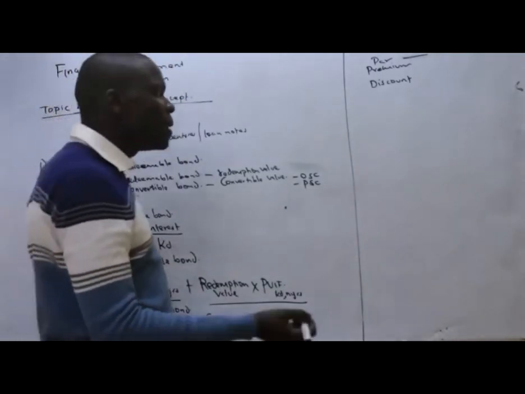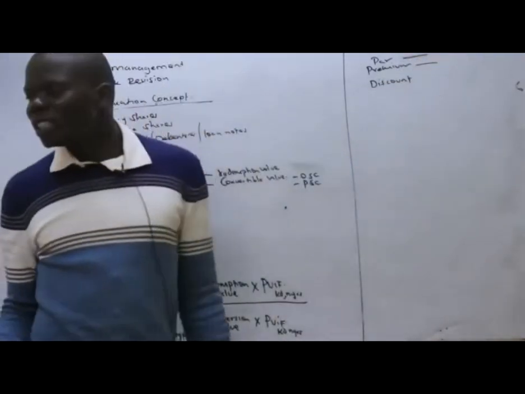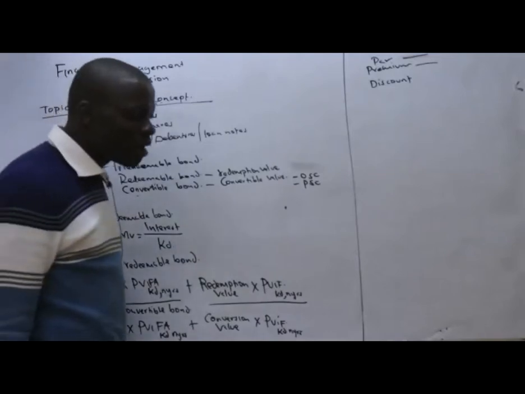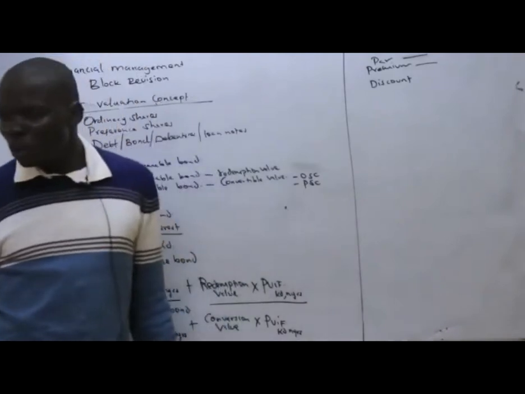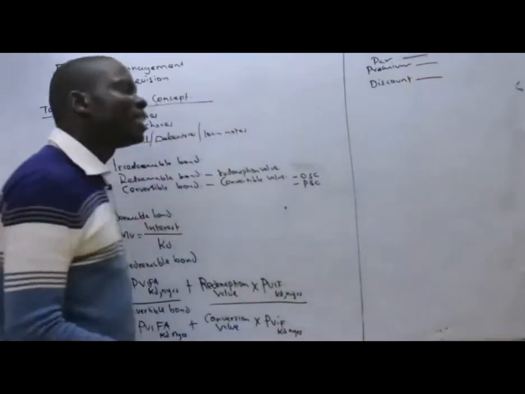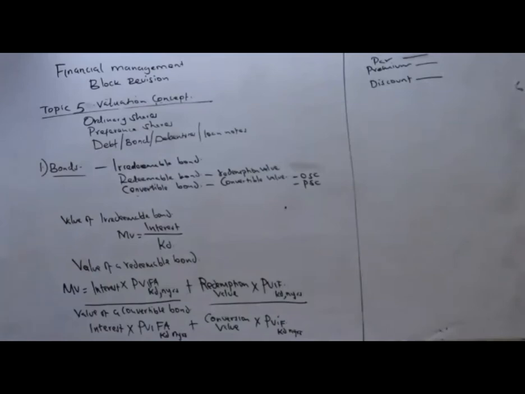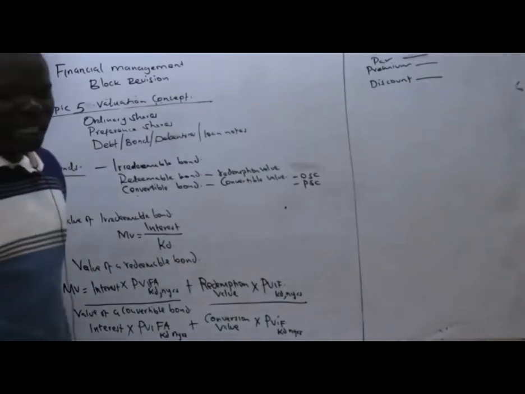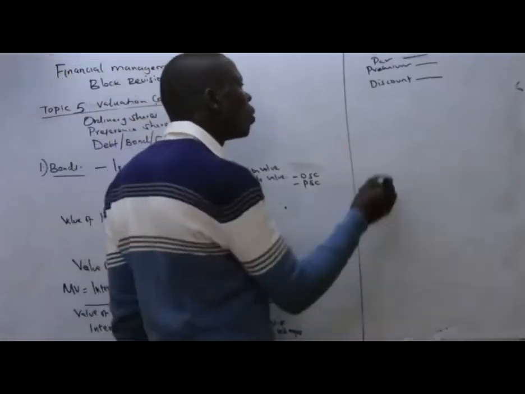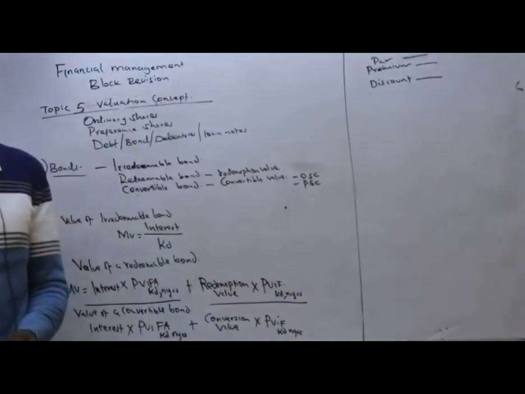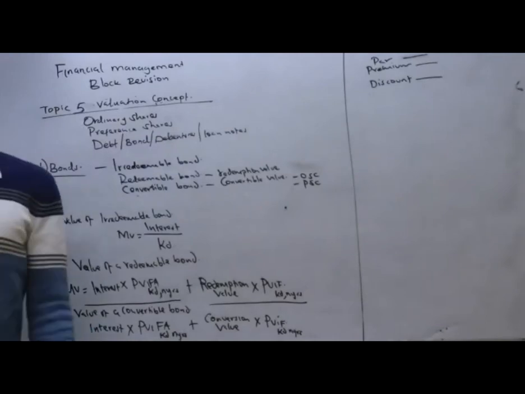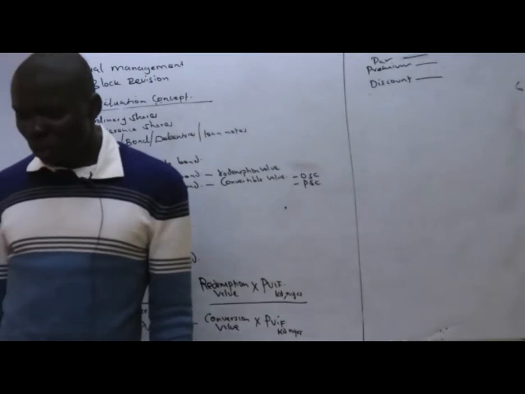Then if you are told it's at a premium, it means that we are converting at a price above the par value. Again, when you are converting at a discount, it means that we are converting at a price below the par value. Therefore, those three concepts are very crucial when we are valuing our convertible bond. Those are the crucial points that we need to know.